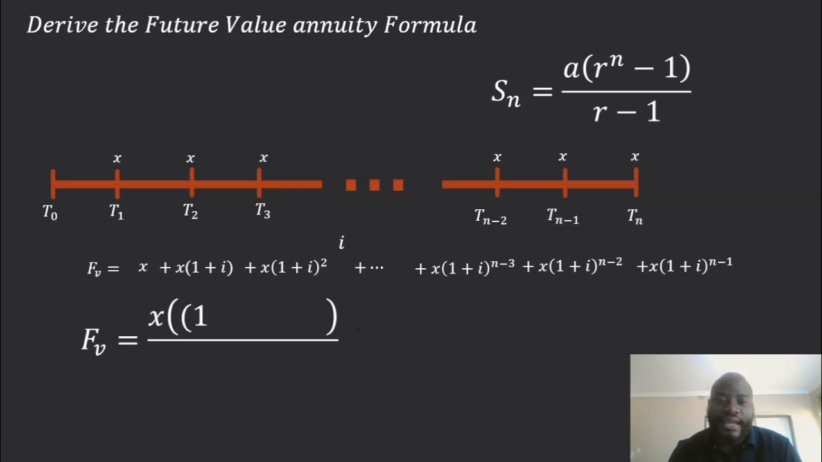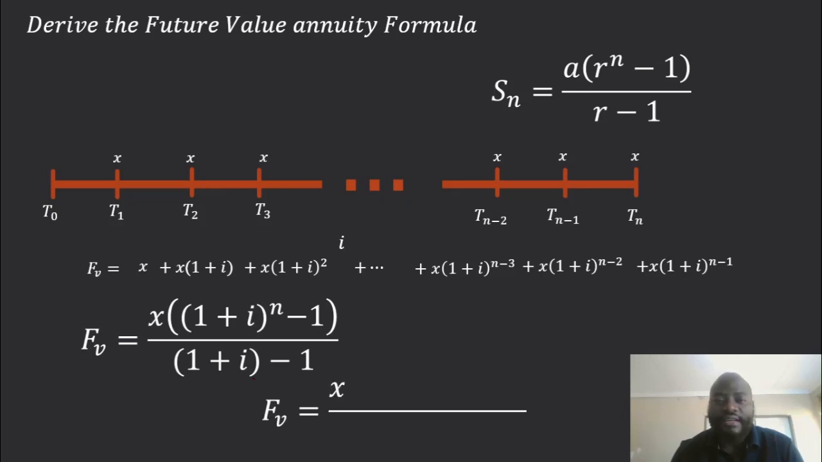So a is our x here, and we have our r, which is 1 plus I, to the exponent n inside the bracket, just like in the Sn formula, minus 1, over r minus 1 again in the denominator. Now we see that the ones will cancel each other out, and hence we will get our formula for Fn, which is x, the payment, multiplied by (1 plus I) to the exponent n minus 1 in the numerator, divided by I. So that is how the formula is derived.